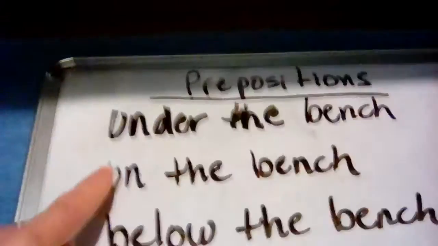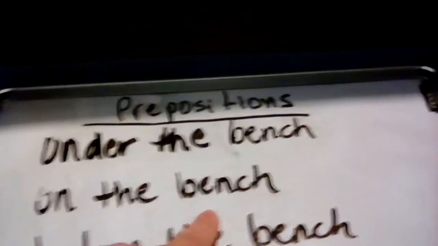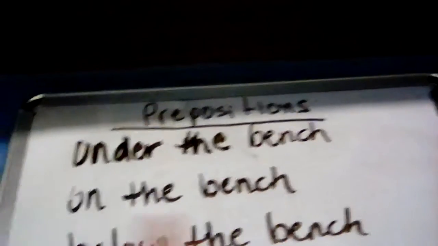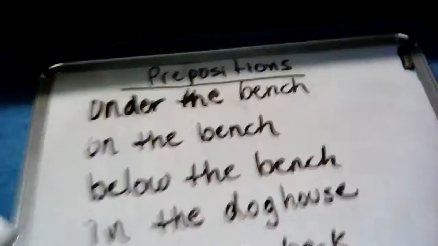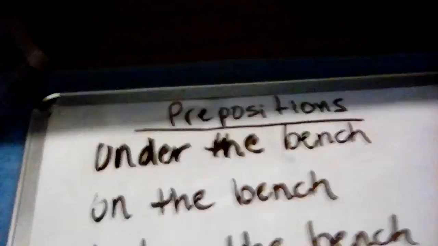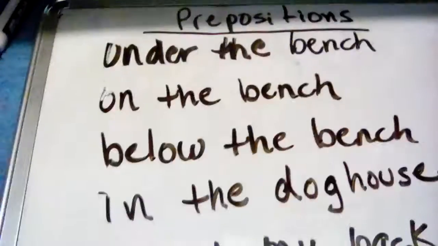Okay, so let's say if I move my marker, and now my marker's on the bench. Okay, on is the preposition, bench is the object of the preposition, the whole thing is a prepositional phrase. Then I could also say it's below the bench. So I'm just saying under, it's also below. Okay, if I say, oh, now my marker is in the doghouse. There's my doghouse right there. That's where the animals go through to get outside. Okay, it's in the doghouse.